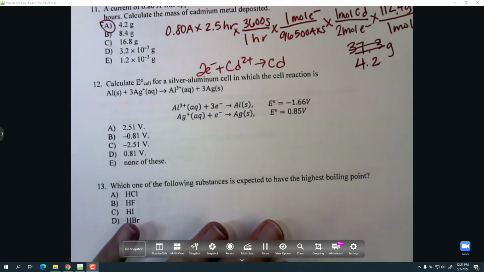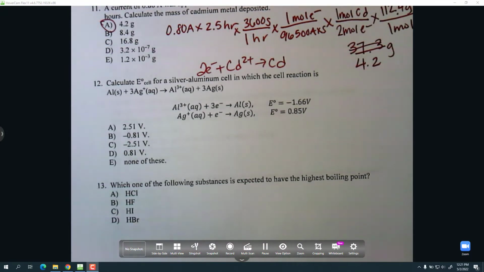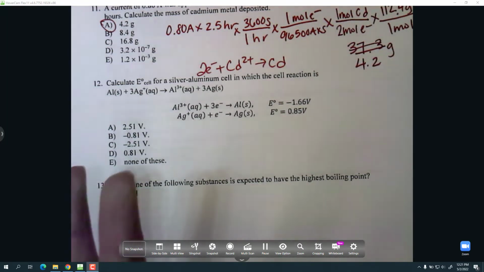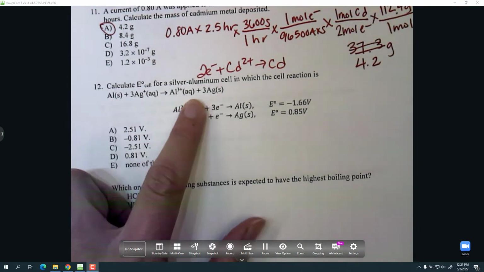All right, next up, calculate the E cell for a silver and aluminum cell in which the cell reaction is this. Okay, so I know I need to do cathode minus anode. If I was not given a balanced equation, I would say the bigger number is the cathode and the smaller number is the anode, and I would do 0.85 minus a negative 1.66. But I do have a reaction, so I want to do it the way that the reaction is written.